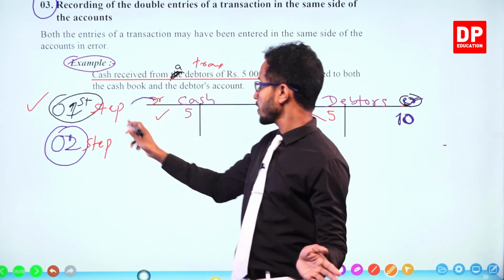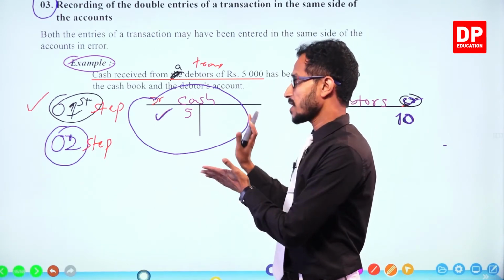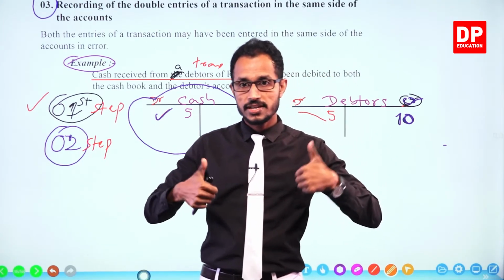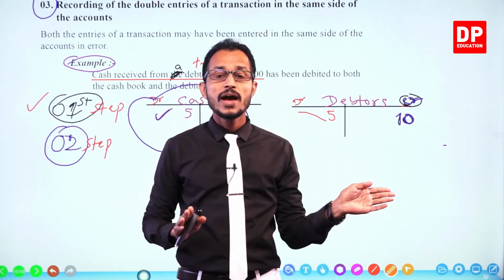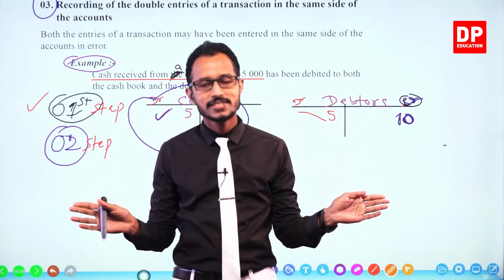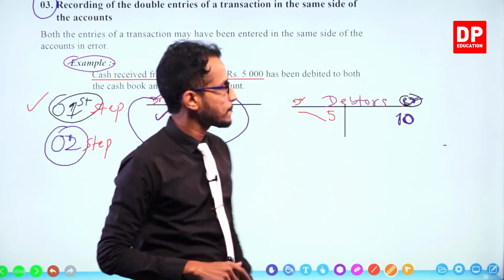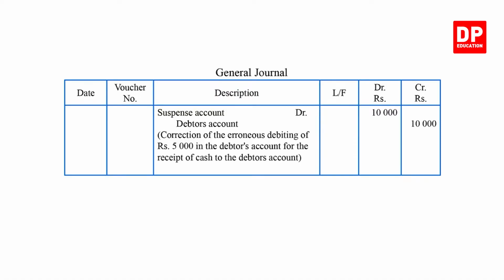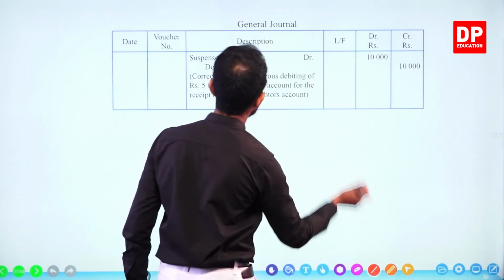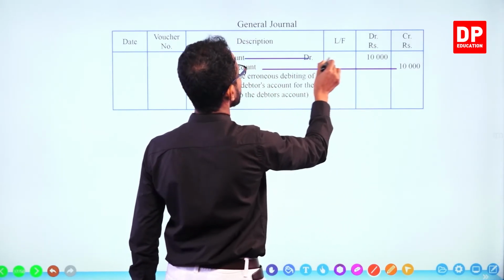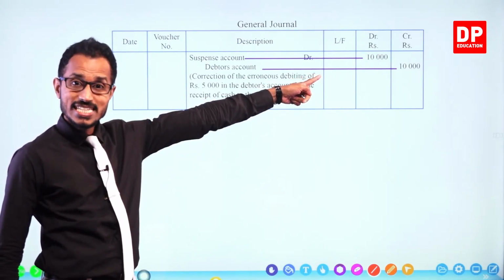Here? No. This is correct. You can't touch this account. The cash account is entered correctly with the correct amount. You credited 10 to the debtors account. Where do you debit? To suspense. Credit debtors account, debit suspense account. Let's go and see. There you go. Credit to debtors account, debit to suspense account, 10,000. You see the 10?